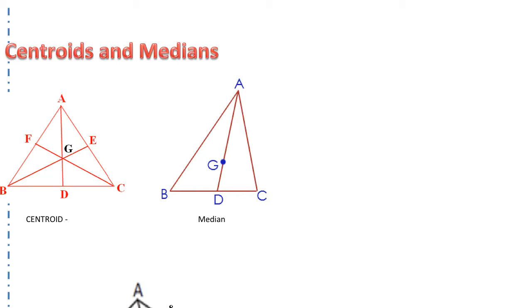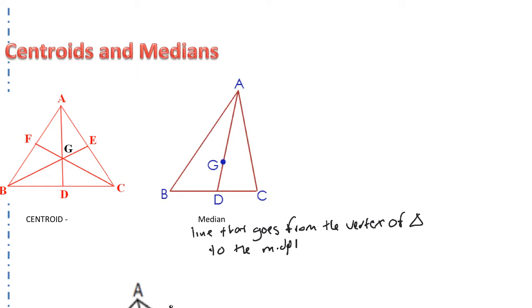A median is a line that goes from the vertex of a triangle to the midpoint of the opposite side, which basically means it's a line that hits an angle. So this one hits angle A, and it goes to the midpoint of the other side. So D is the midpoint of BC.